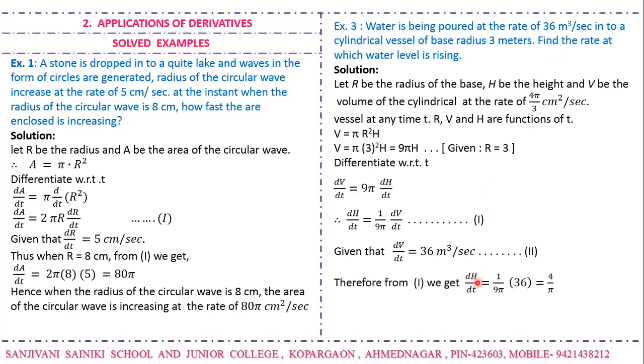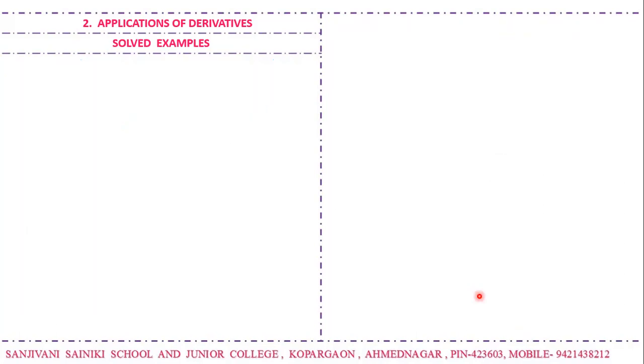So dH by dt is 1 upon 9 pi into 36, which is 4 upon pi. So water level is rising at the rate of 4 upon pi meter per second. So with these initial conditions, the water level is rising at the rate of 4 by pi meter per second.